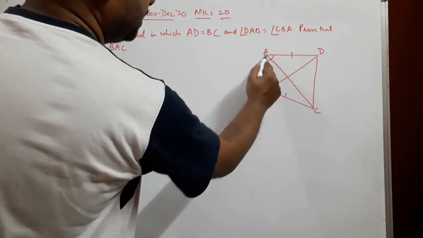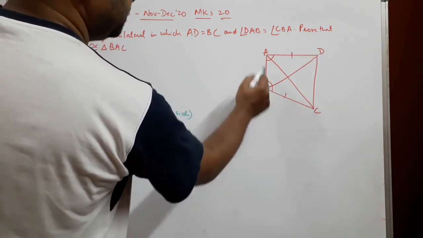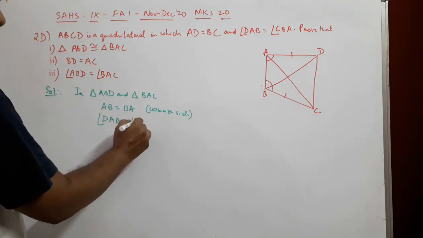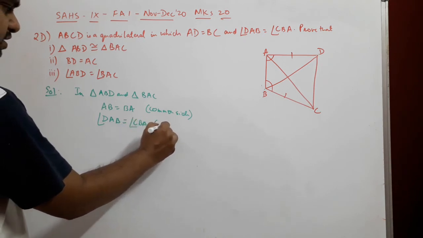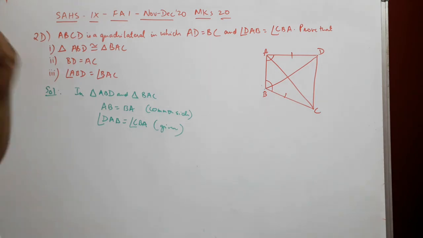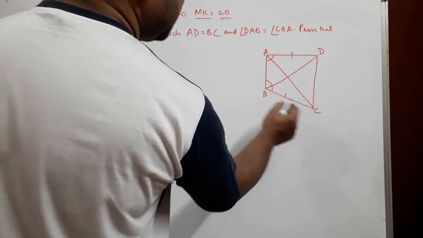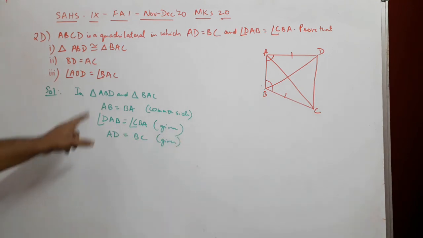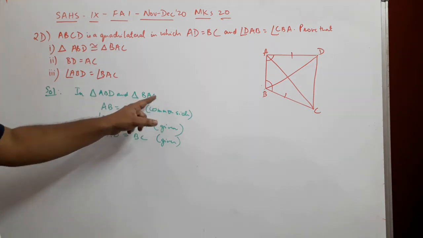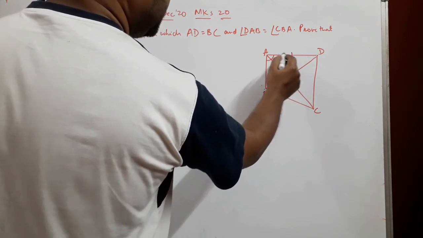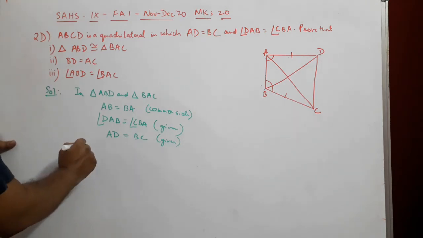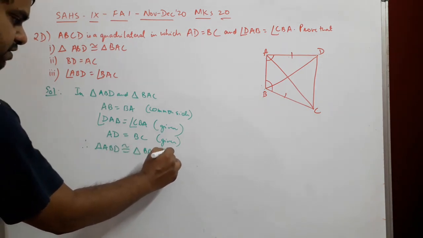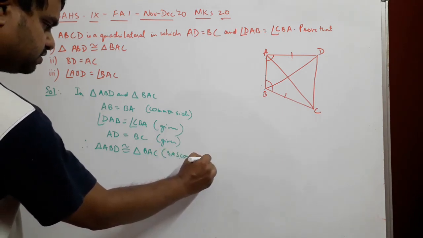Next, we have been given angle DAB is equal to angle CBA and they fall in different triangles. This is given. What else? We have also been given AD is equal to BC, once again given, and these two sides fall in these two triangles. They are equal. So by side, angle, side, we get the two triangles congruent. Therefore we can say triangle ABD is congruent to triangle BAC by SAS congruence rule.